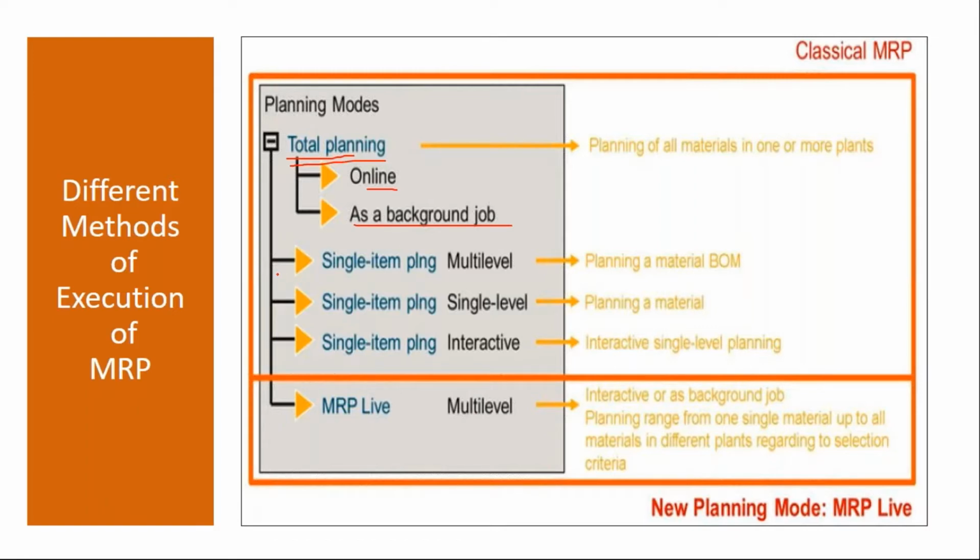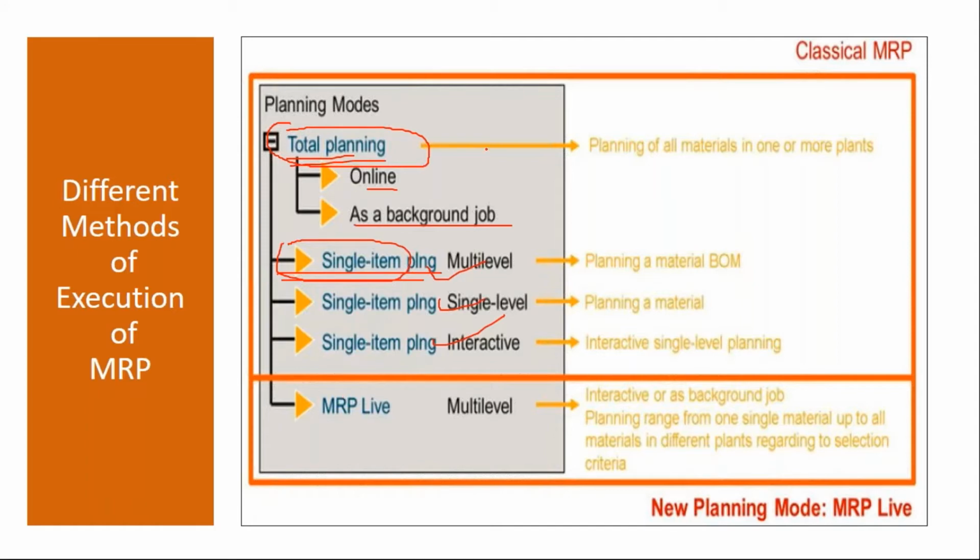Next one is single item planning. That means you are planning only one item. One item means one material. So you have two options. Either you can do planning for all the materials in the plant, which is called total planning. Another one is single item plan, single material. You can do it only for a single material. Again, in that you have different options. We will discuss that when we go to single item.